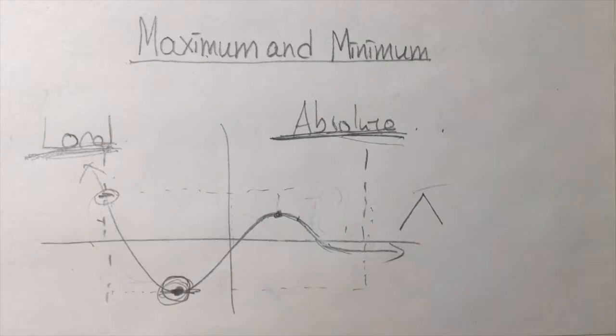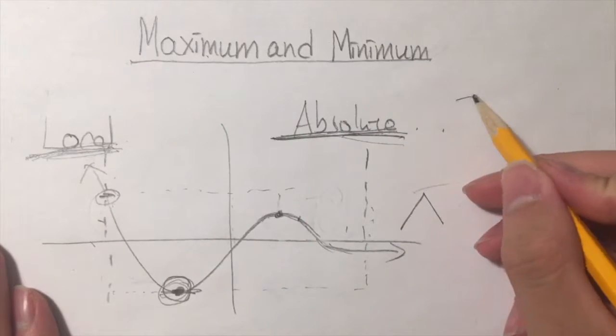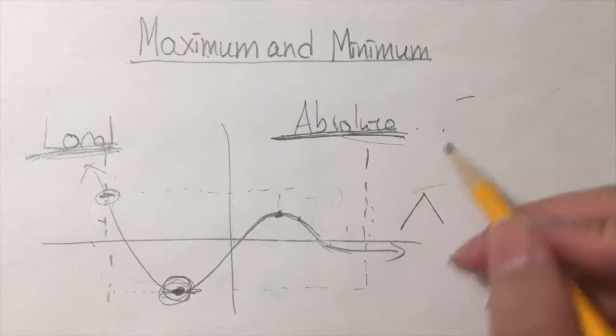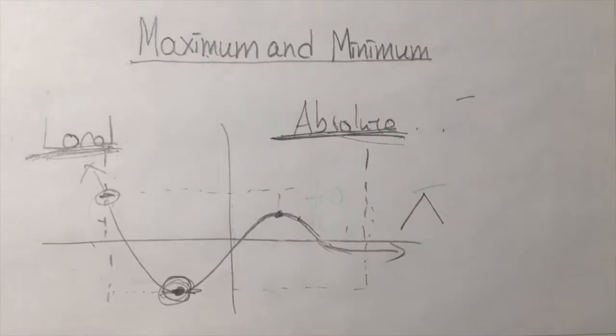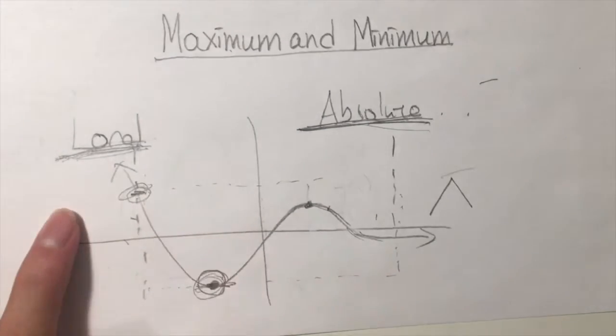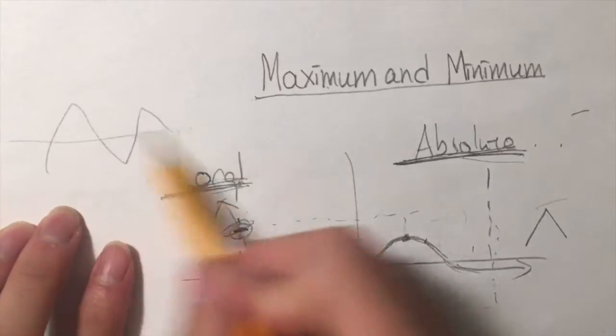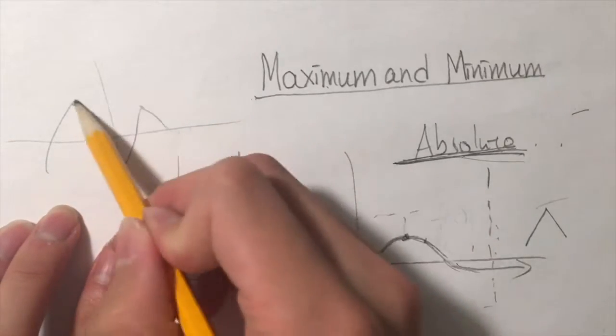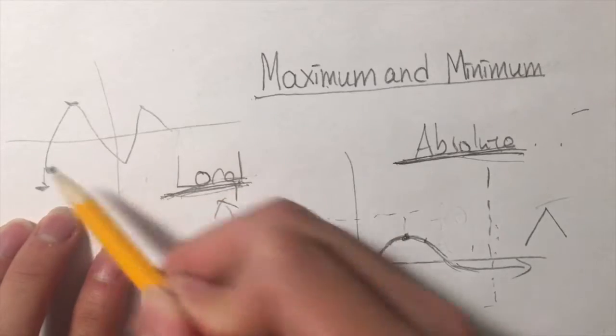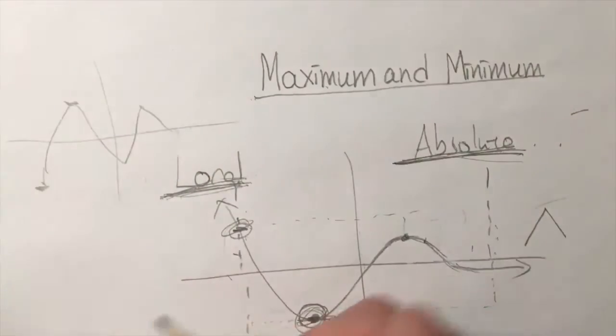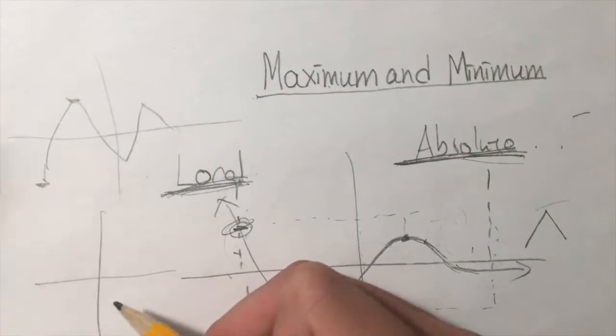Now there's a theorem that says that if a function is continuous within a closed interval from a to b, then the function must have both a maximum and a minimum within that interval. So take this function. This function has a maximum here and a minimum here. And take any other function, say this function right here. There's always going to be a maximum and a minimum. However, as I mentioned, it is not true unless the function is continuous.